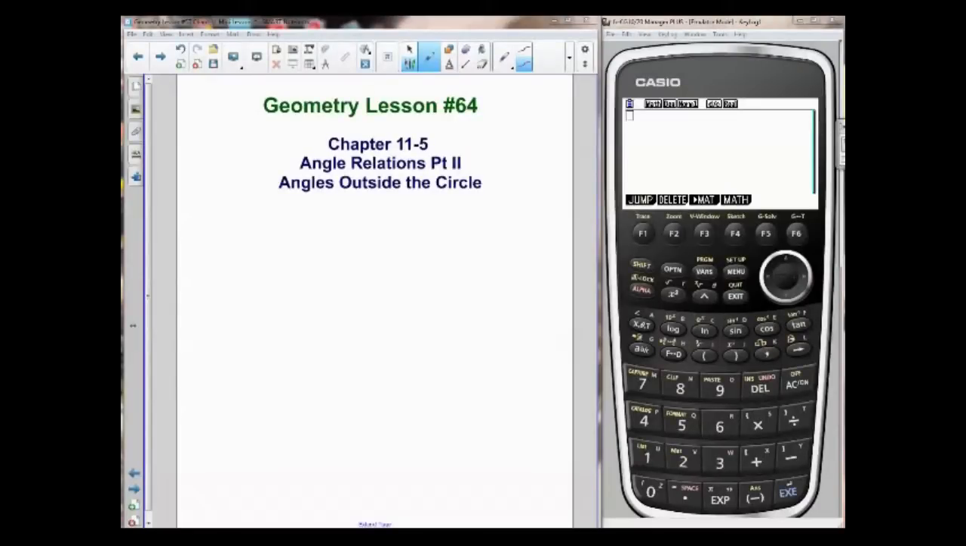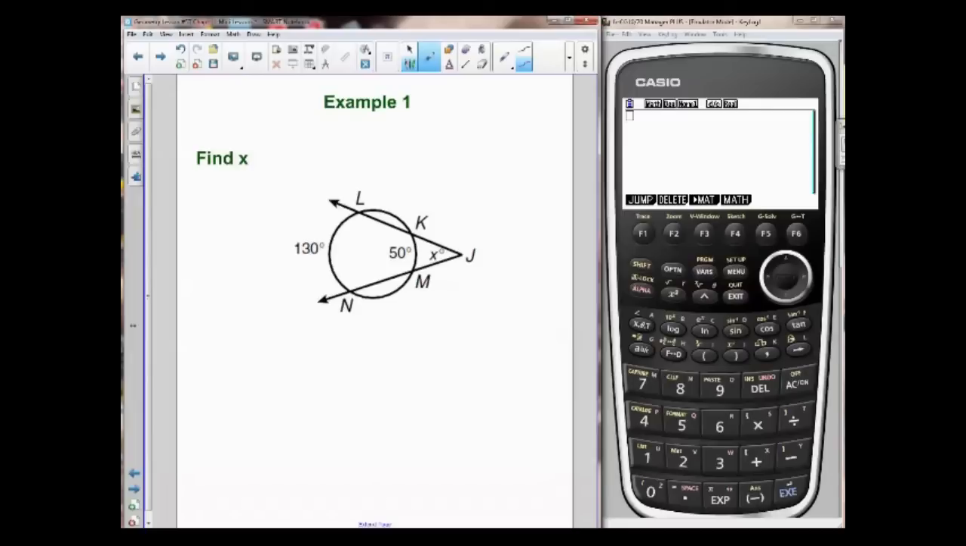Here we are on the second part of angle relations, and we're going to look at angles outside the circle. They're trying to escape. We won't let them. All right, so here we have a similar concept to angles inside the circle, but now the angle's outside, and it must be unhappy because we're going to subtract.